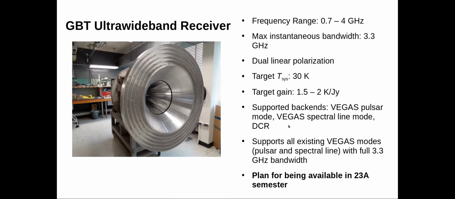All existing Vegas modes are supported. That includes pulsar and spectral line modes, with the ability to process the full 3.3 gigahertz bandwidth. So right now, we are limited in our ability to do coherent de-dispersion pulsar observations to about 1.25 gigahertz of usable bandwidth, but upgrades to the Vegas backend will allow us to do coherent de-dispersion over the full band, along with incoherent de-dispersion pulsar observations in all spectral line modes. And as already mentioned, we plan on it being available in the 23A semester.